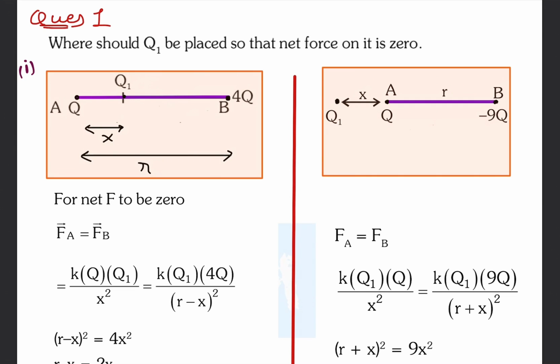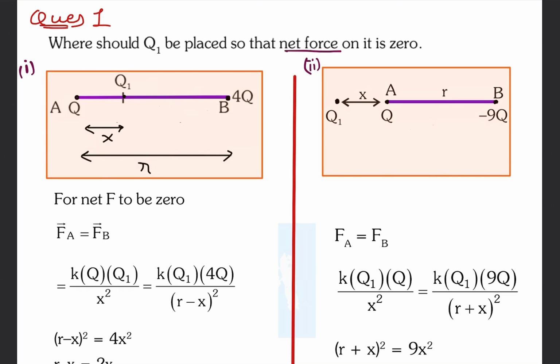In the first case, we have taken two positive point charges, and we have to place a charge q1 somewhere between A and B, or somewhere on the line joining A and B, such that this charge q1 remains in equilibrium. That means net force on it is 0. The question can be asked in such a way that, find the value of q1 also, and where it should be placed on the line joining the point charges A and B, such that the system remains in equilibrium. So the solution is the same for both questions.